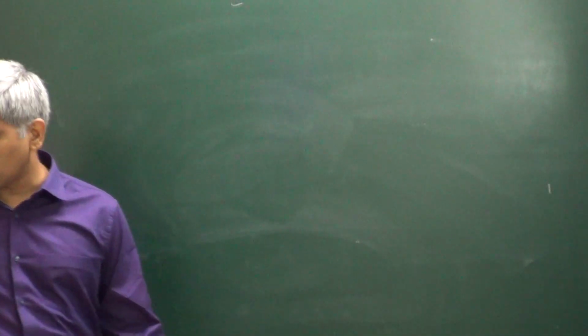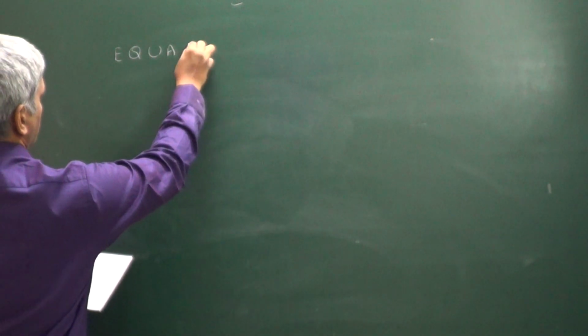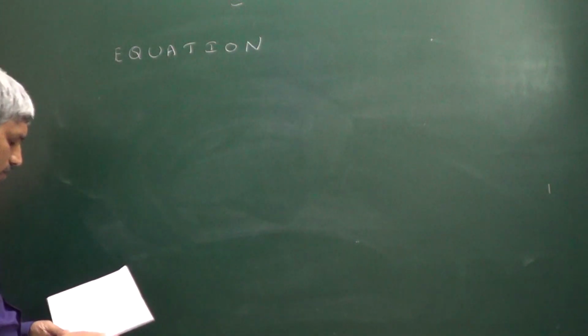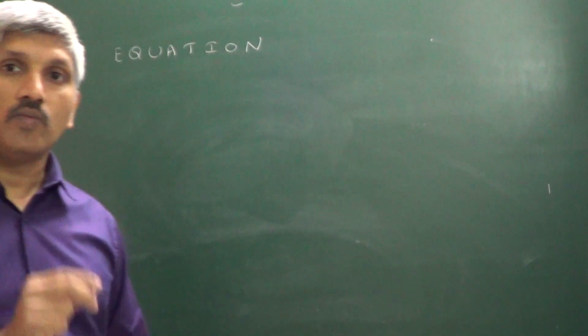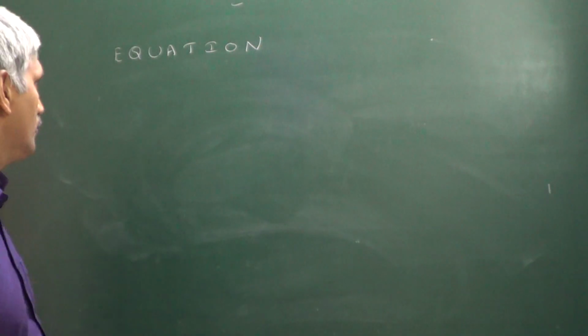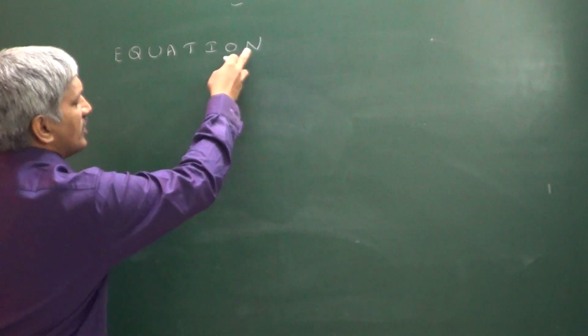So you can see the other question here. The question is given in this way: by using the letters of the word EQUATION, the number of words that can be formed. So total 1, 2, 3, 4, 5, 6, 7, 8.